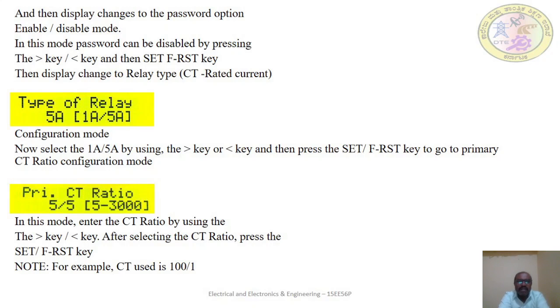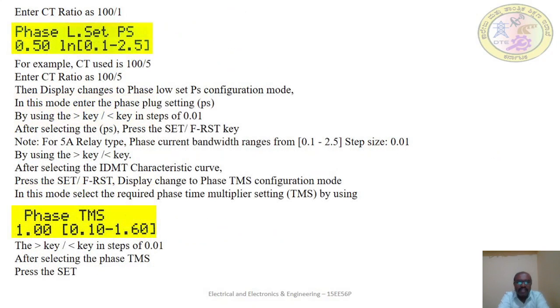Then it will display primary CT ratio mode, 5 by 5 to 3000. In this mode, enter the CT ratio by using the key. After selecting the CT ratio, press set key. For example, the CT used is 100 by 1. Next, the CT ratio will be 100 by 1. Then it will display phase set PS 0.50. Next, if the CT used is 100 by 5.